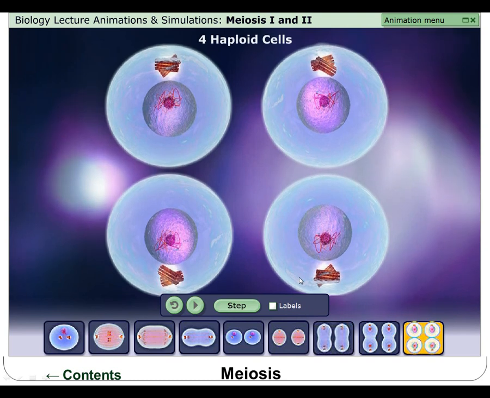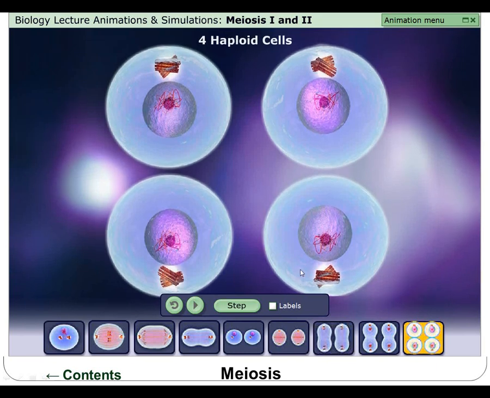Bunch of geneticists right here. That's right. Any questions at this point? Does that help a little bit?